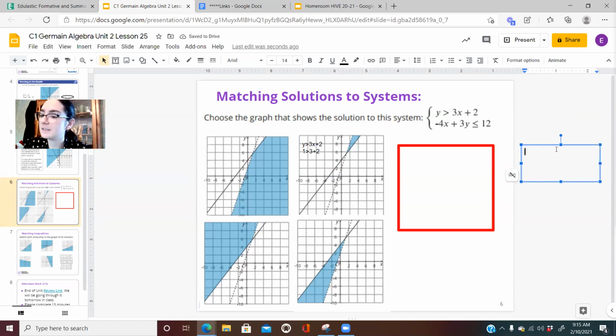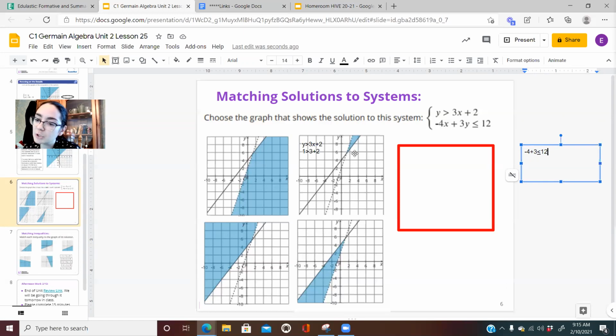If we look at -4, so -4 plus 3 is less than or equal to 12. Is that a true statement? -1 is less than or equal to 12 is a true statement. So this solid line here is going to be shaded below because (1, 1) is a solution.